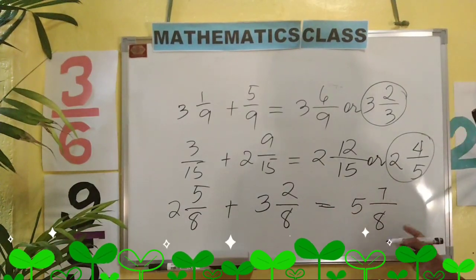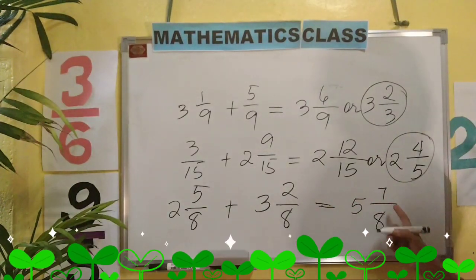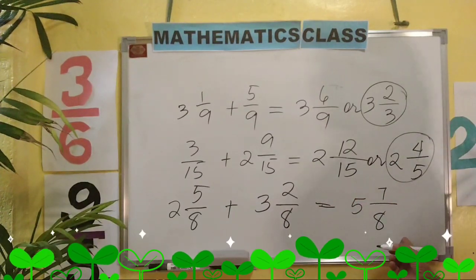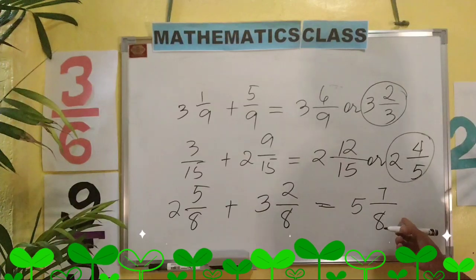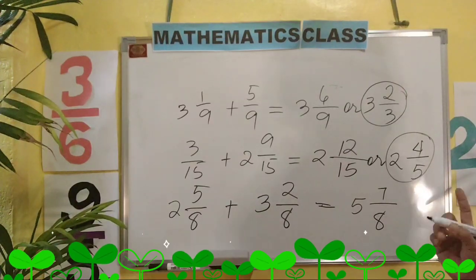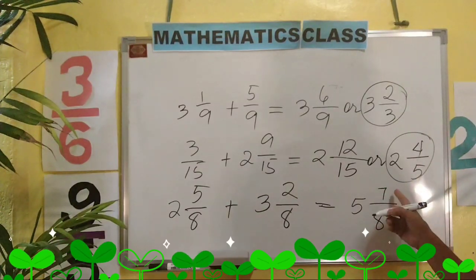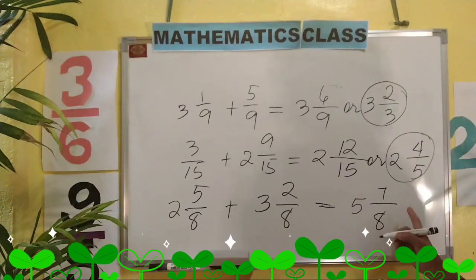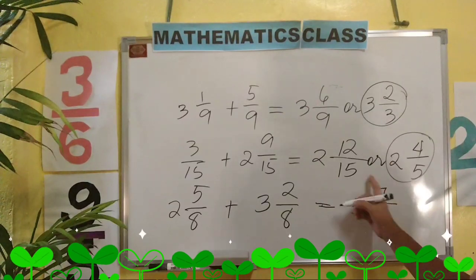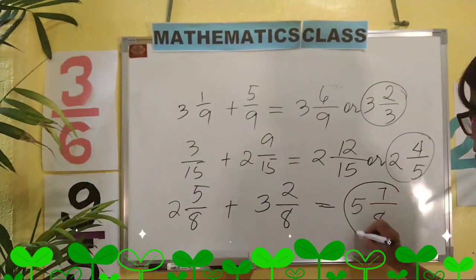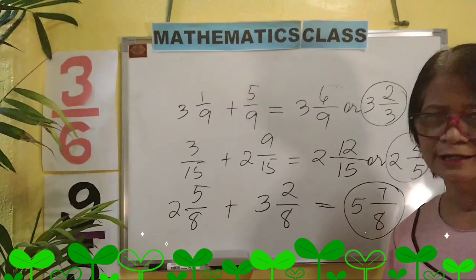Is there a lowest term for 7/8? Wala. Remember, children, that if the fraction is a consecutive number, pag sinabing consecutive number, magkasunod sila, 7, 8, automatic, nakasimplify na siya sa lowest term. So, 5 and 7/8 is your possible answer.